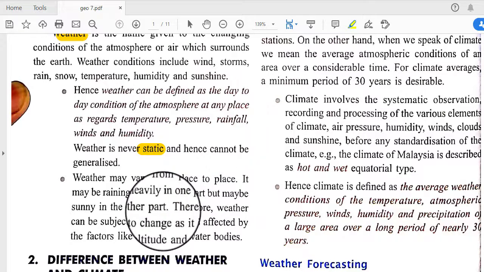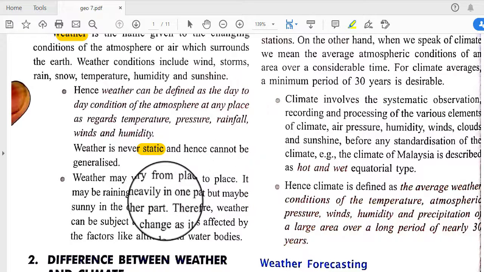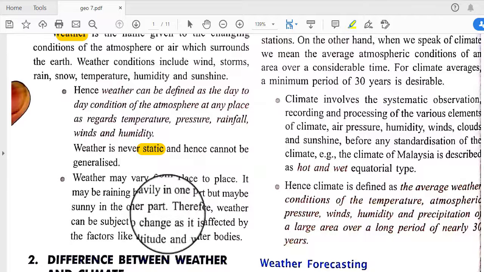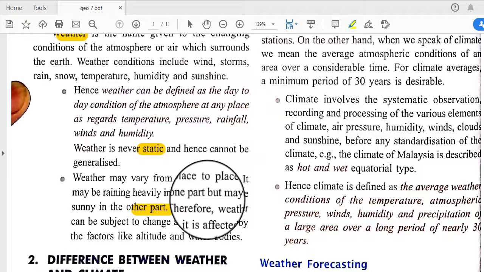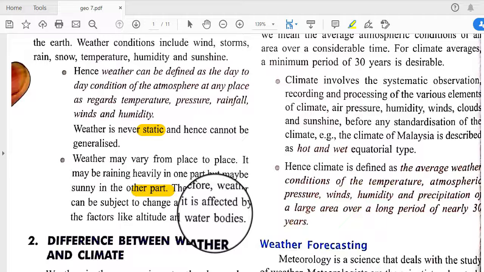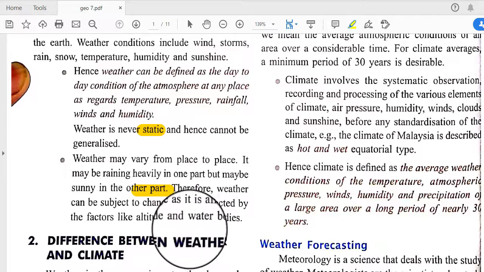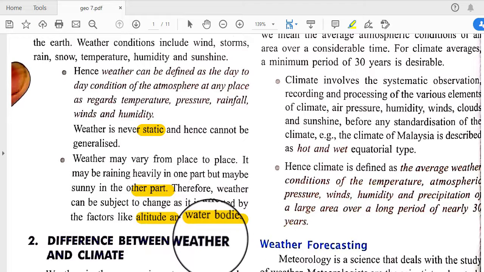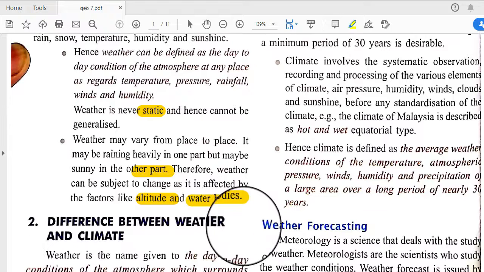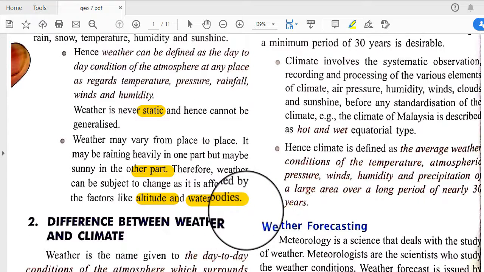Weather may vary from place to place. It may be raining heavily in one part but sunny in another part. It may be that in the morning the weather will be rainy, but in the evening it will be hot. Therefore weather is subject to change as it is affected by factors like altitude and water bodies, the amount of water bodies.